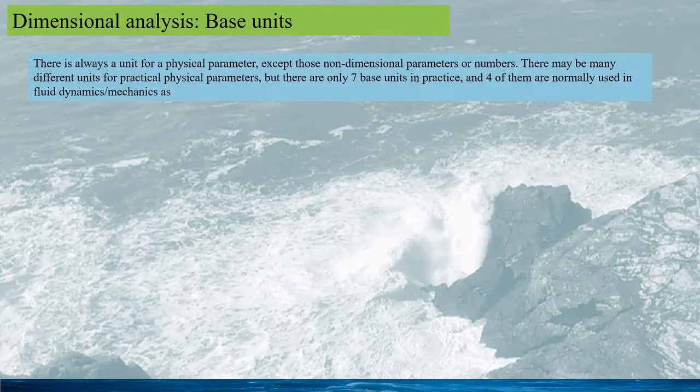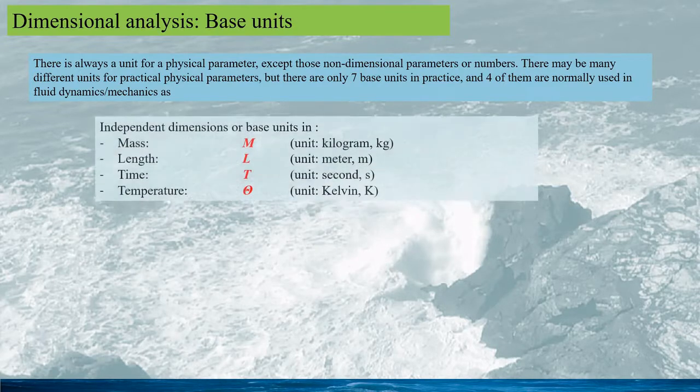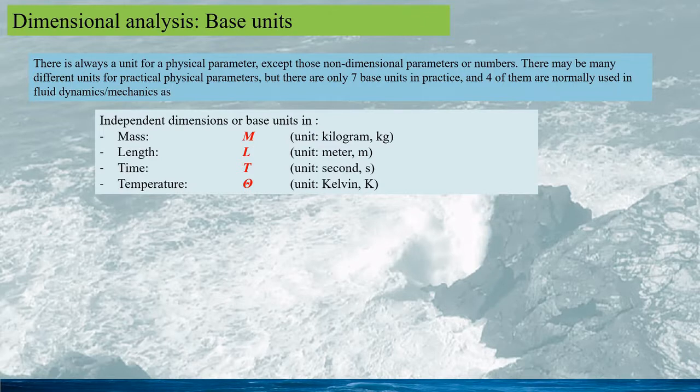In dimensional analysis and the Buckingham Pi Theorem, it is important to identify the base units and dimensions involved in the problem. Principally, there will always be a unit for physical parameters, except for non-dimensional parameters or numbers. Thus, in reality, we may have many different units for different physical parameters. However, there are only 7 base units in total, and 4 of them might be used in fluid dynamics.